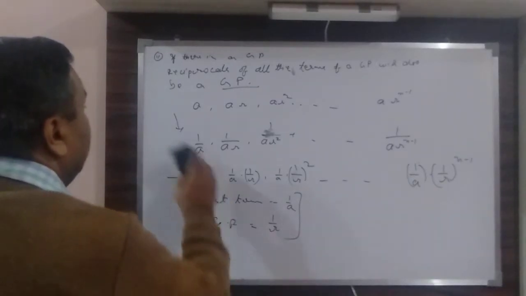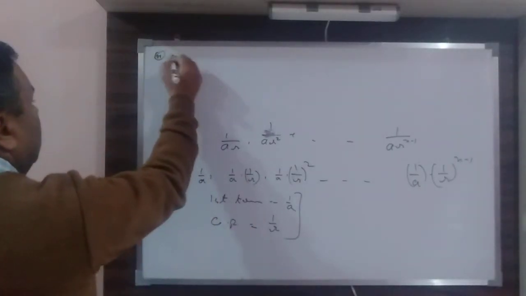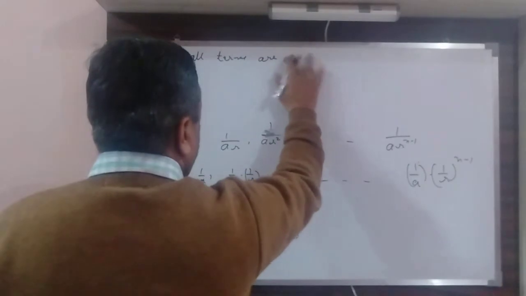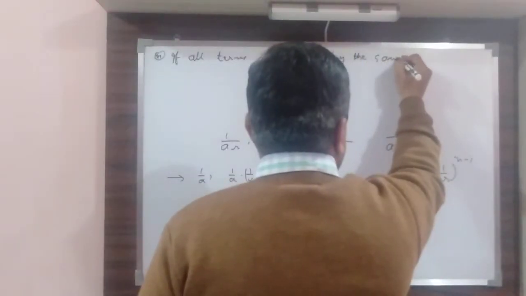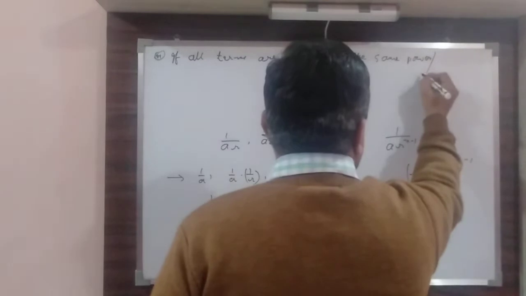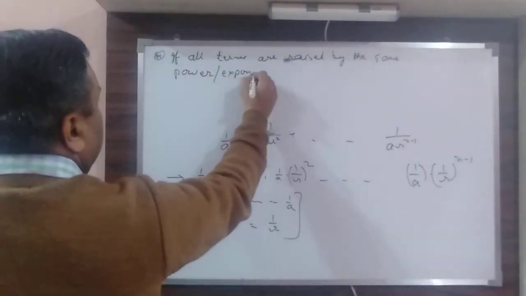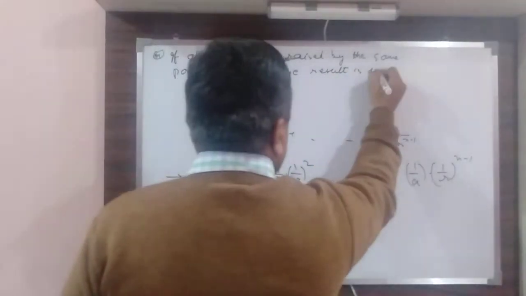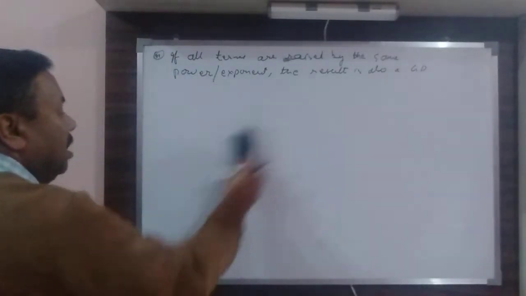Similarly, the third property is that if all terms are raised to the same power or exponent, the result is also a GP. So what I am doing is raising by the same power.